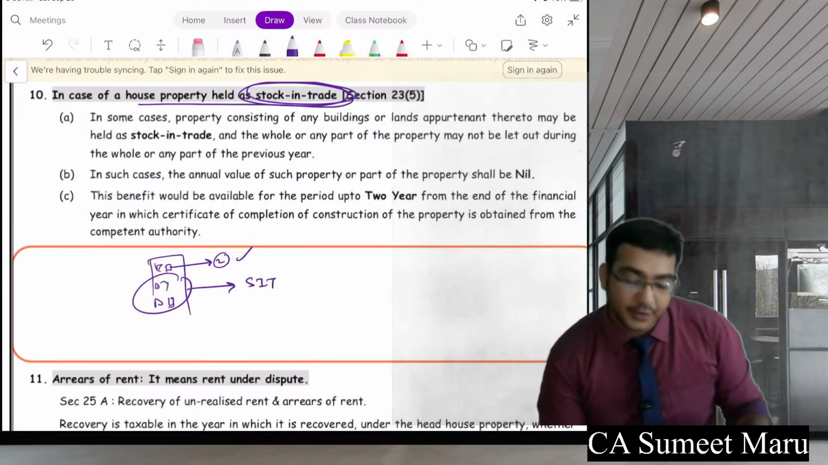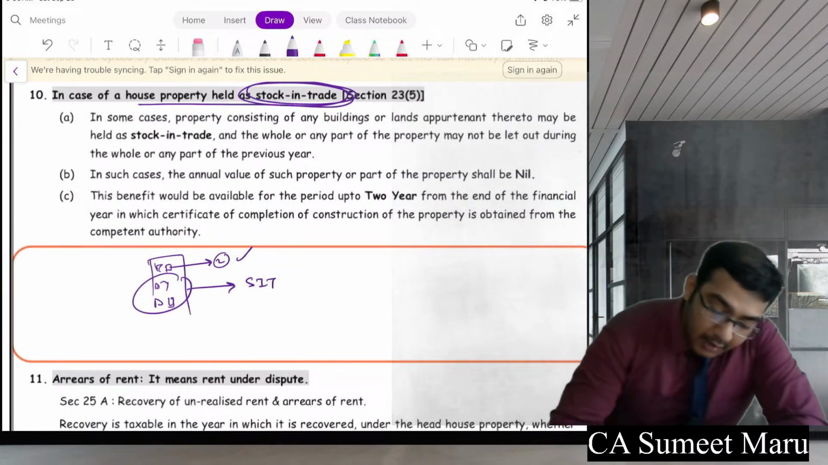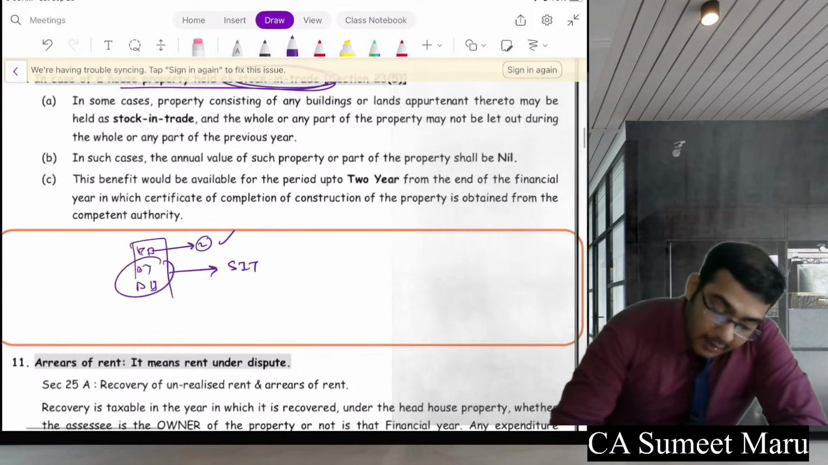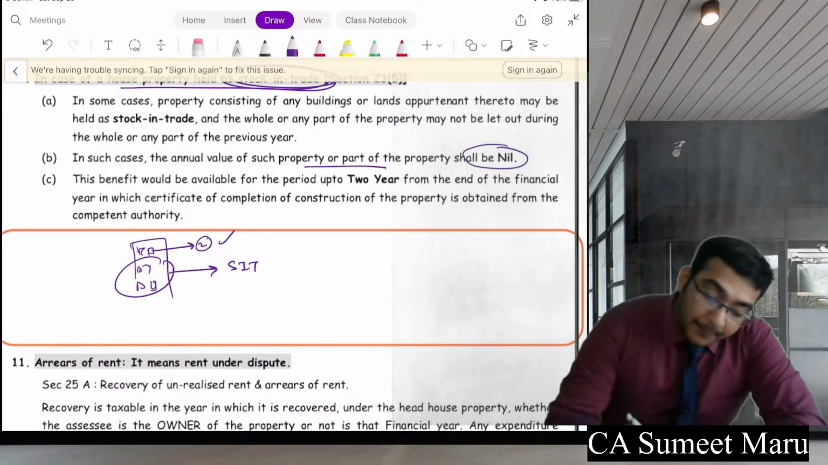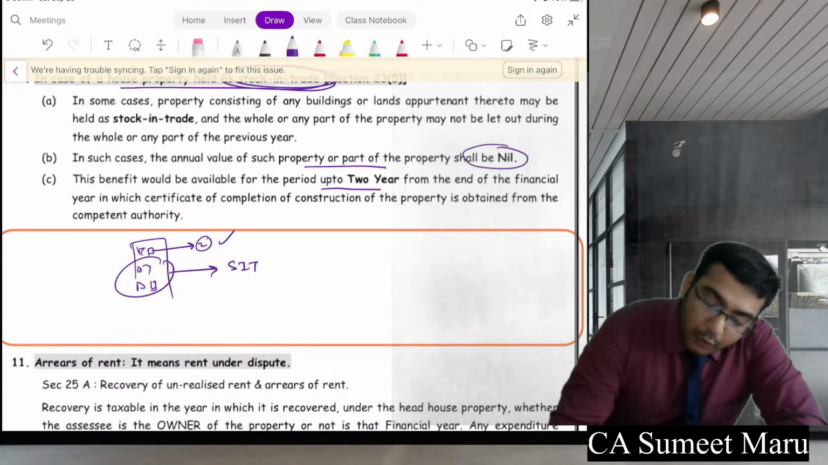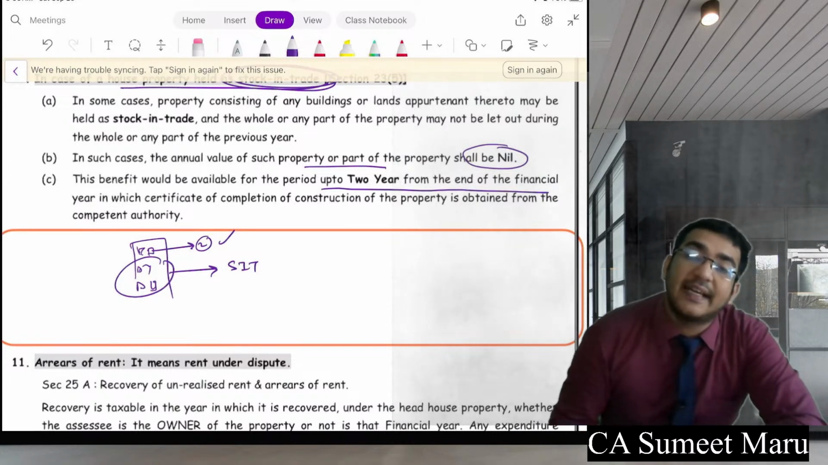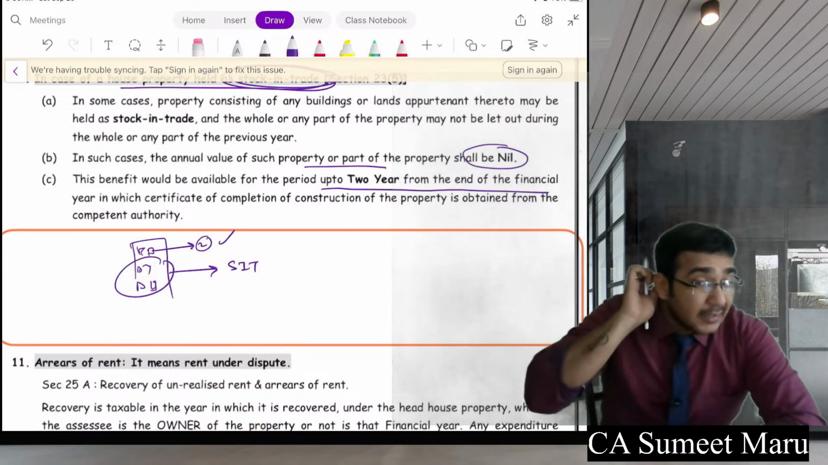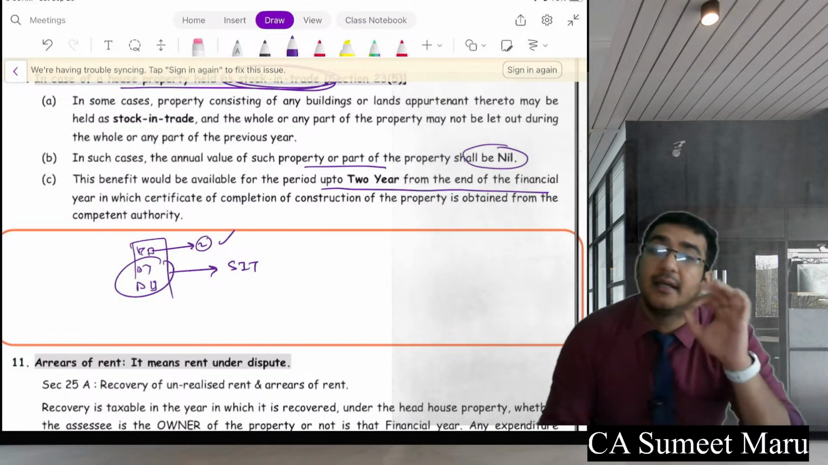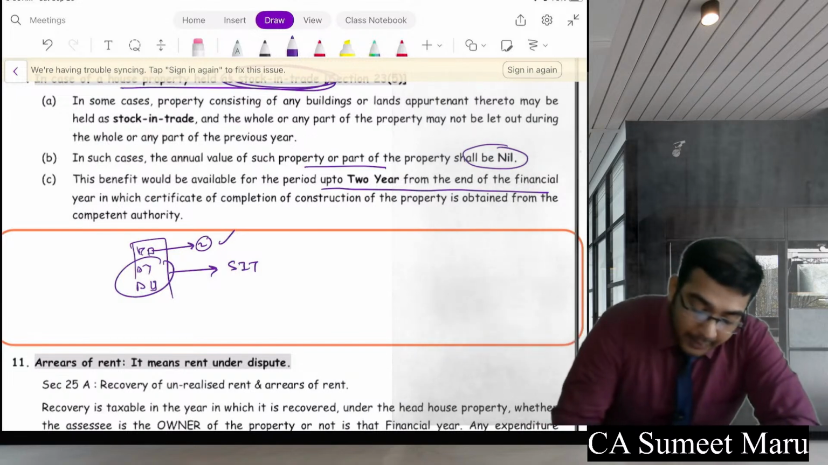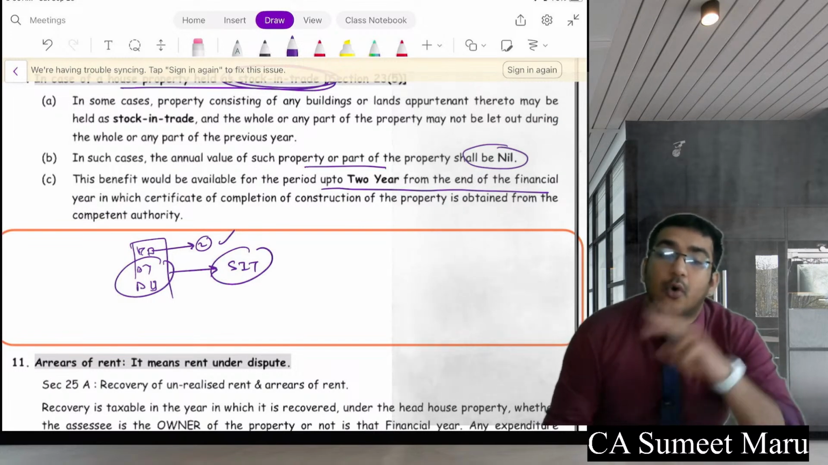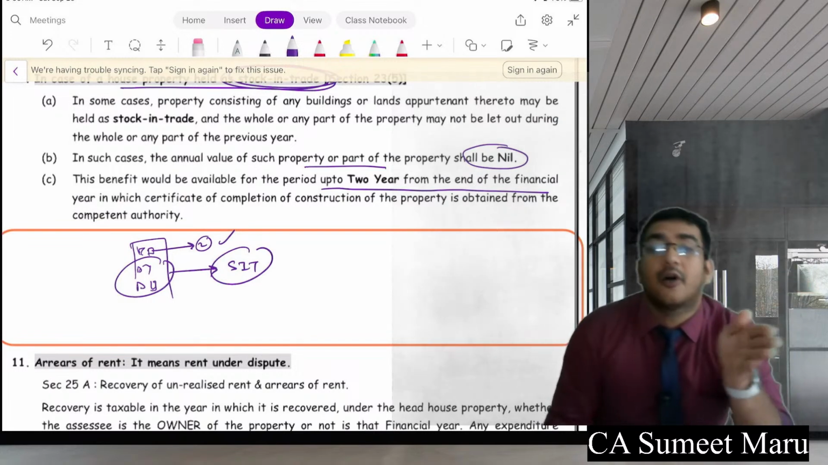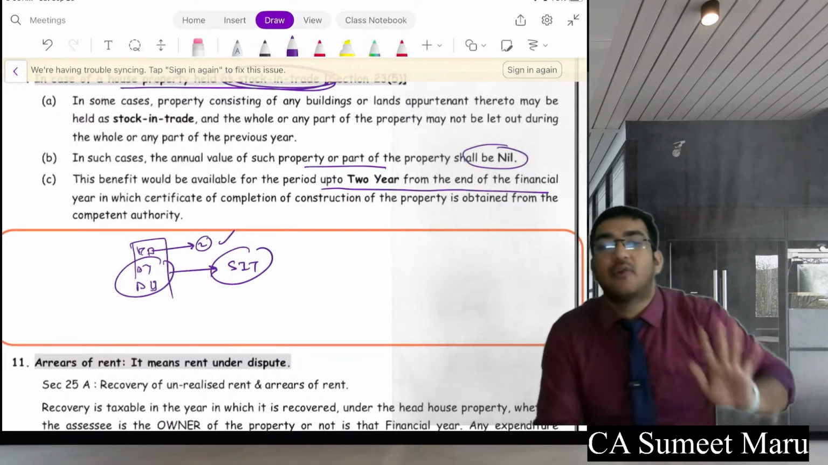So what this provision says, pay attention. In such a case, the annual value of such property is nil. The benefit is available only up to 2 years from the end of the financial year. So see this, the benefit of NAV nil to a builder who has houses in stock in trade is available for only 2 years from the end of the financial year when the building was completed.